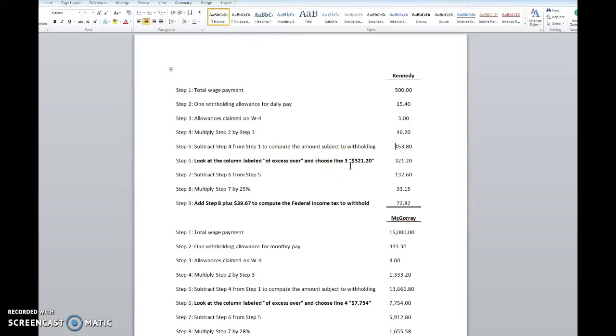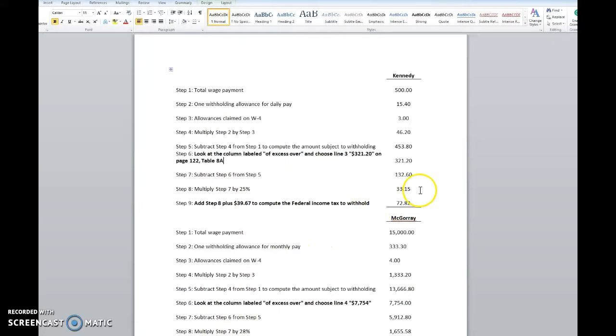Remember, we're going to go to the daily chart, which is located on page 122, and we're going to choose $321.20 because he is married. Okay, so this, I will make a note. This is on page 122, and it's table 8A.